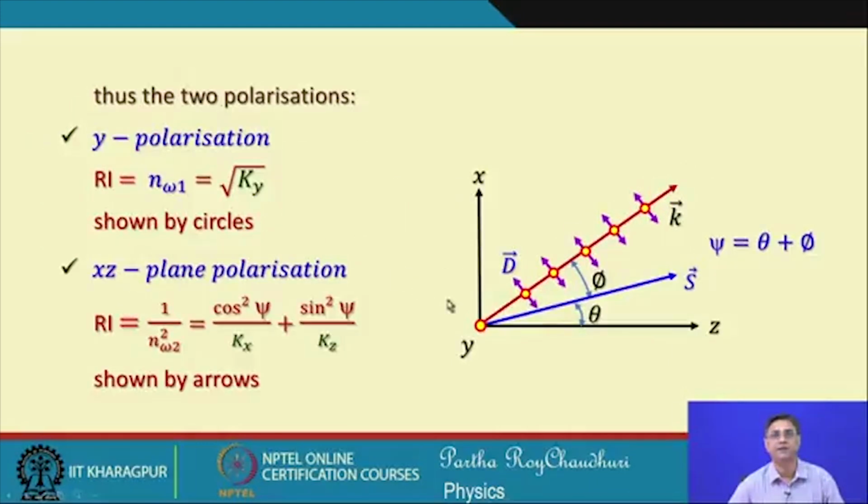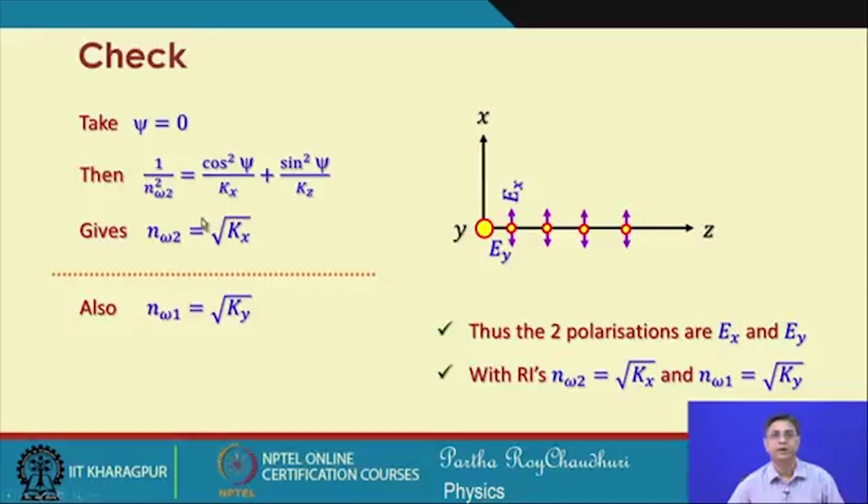So, for the y polarized wave, you have a very specific case that it is directed along the y direction, but for the other polarization it is in the x z plane. So, the yellow circles and these arrows denote the two polarizations corresponding to the two refractive indices seen by this wave.